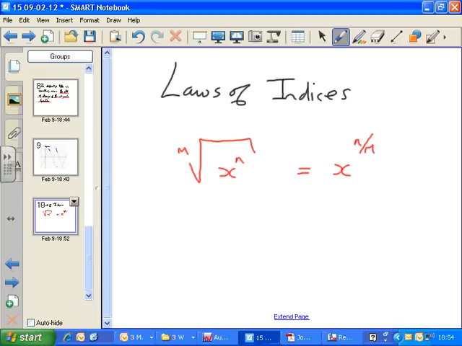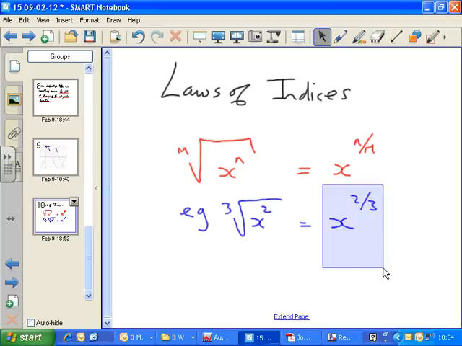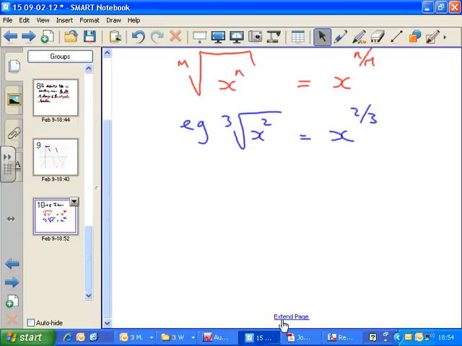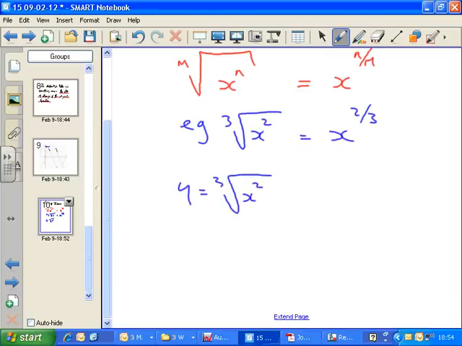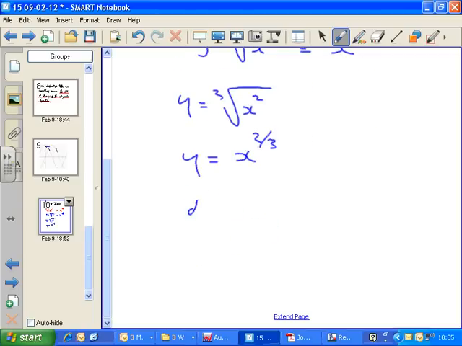Okay? For example, the cube root of x squared equals x to the 2 over 3. Mark, is this to add to the table of common differentials? No, it's a separate table. Why do we need that rule? Because if I'm given something like this to differentiate, I can't differentiate it in this form. It has to be in this form. In other words, if I've got y equals cube root of x squared, then I first have to rewrite that as y equals x to the 2/3, and then I can differentiate it using that first rule.